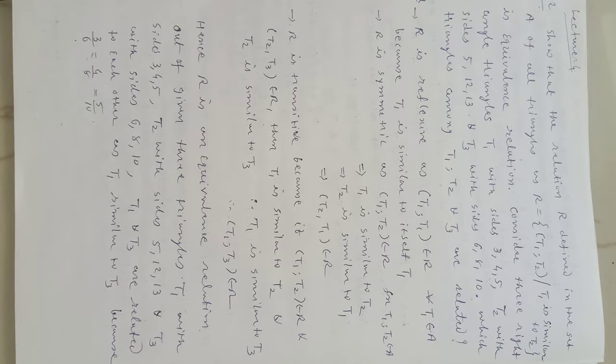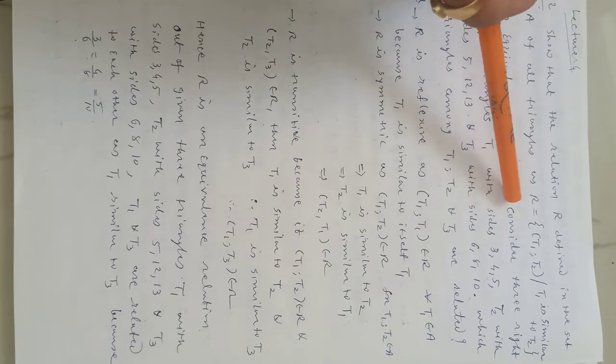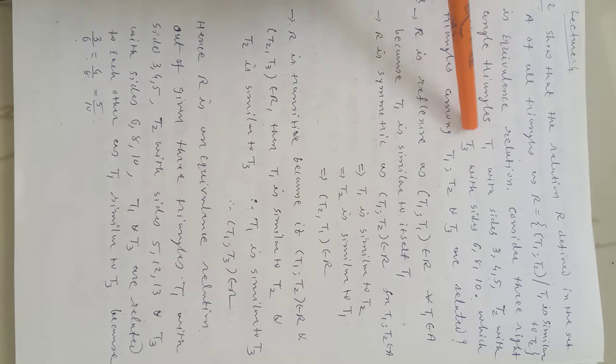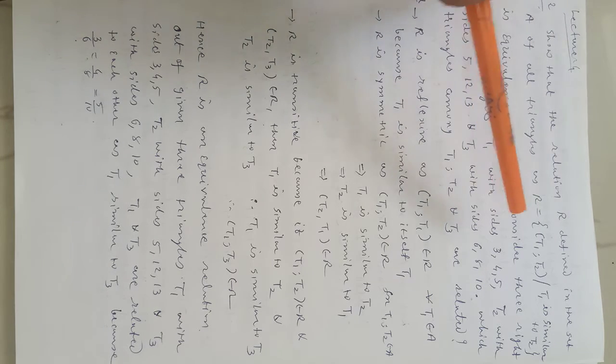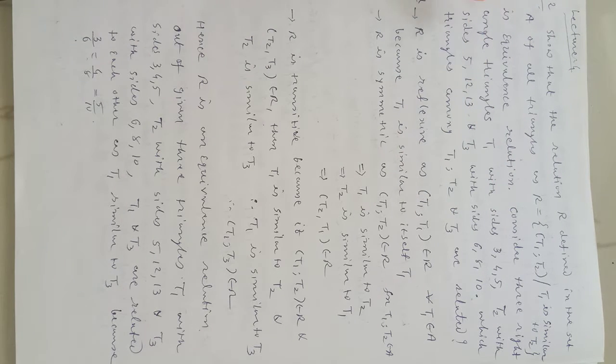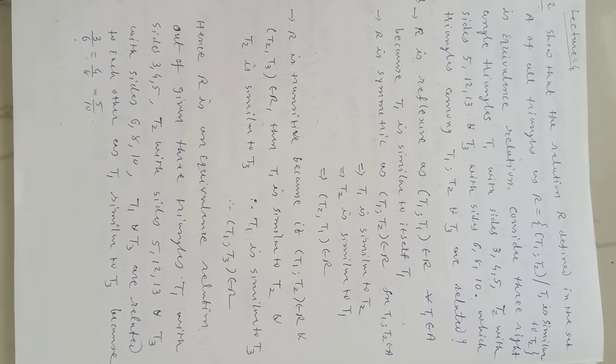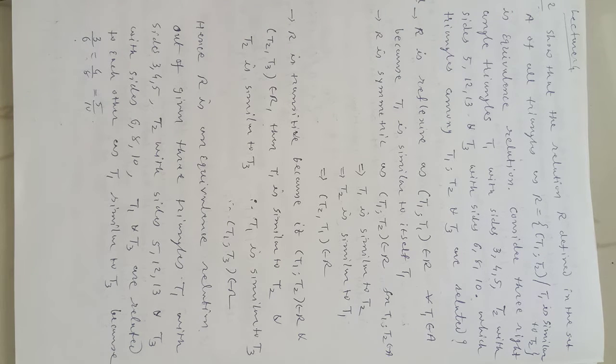Now we go to the answer of the second question. Read again your question set. What are the three right angle triangles given? T1 is given with sides 3, 4, 5, T2 with 5, 12, 13, and T3 with sides 6, 8, 10. And our question is to examine which of these three triangles are related. Now think yourself. Look at T1 and T2 first. T1 has sides 3, 4, 5. T2 has sides 5, 12, 13.